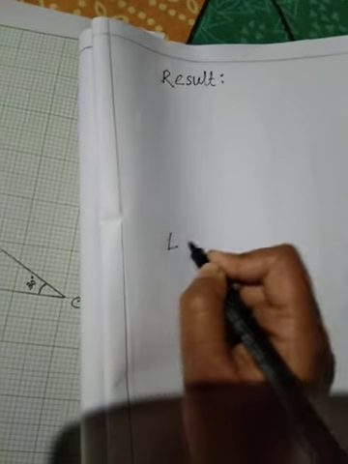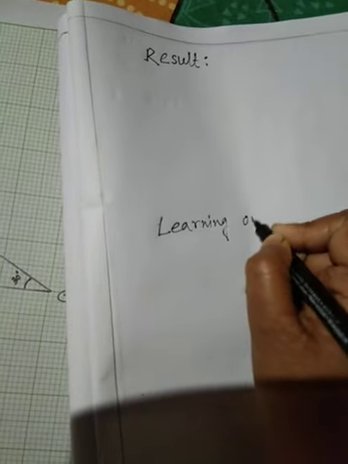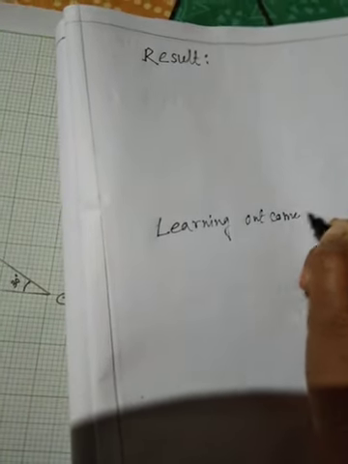Okay, so whatever you are observing from this entire activity, you have to write in your own words in the result part. And finally the learning outcome. Here you have to write, through this activity you have learnt to classify triangles according to their angles and according to their sides also. So that part you have to write in the learning outcome part.